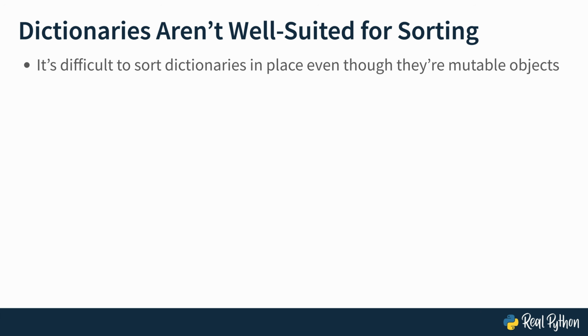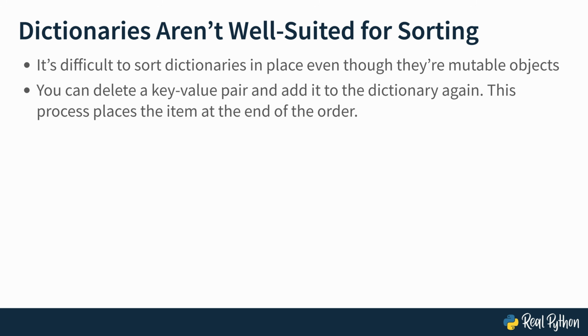Let's recap. It's difficult to sort dictionaries in place. Dictionaries are mutable objects, but they don't have the methods you need to reorder their items. You can delete a key value pair and add it again to the dictionary. This process does place the item at the end of the order within the dictionary, but you generally do not want to sort a dictionary using this manual method. In the following lessons, you'll look at different techniques to sort dictionaries in a better and more efficient manner.